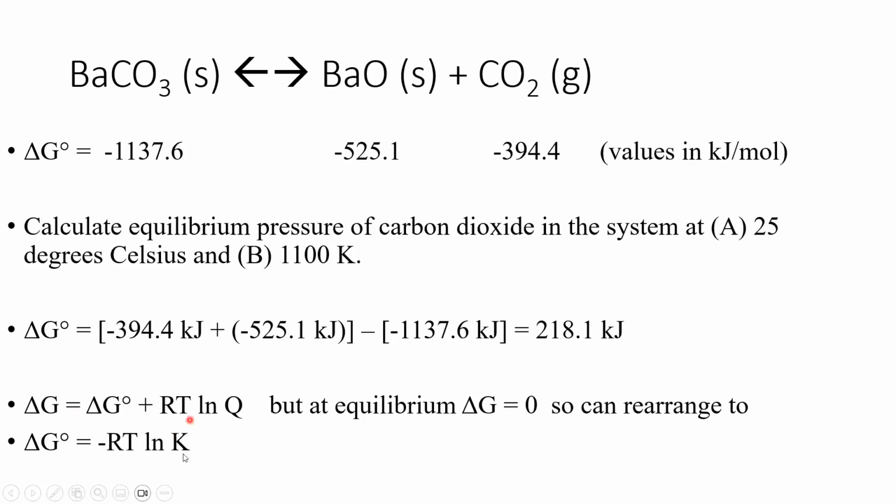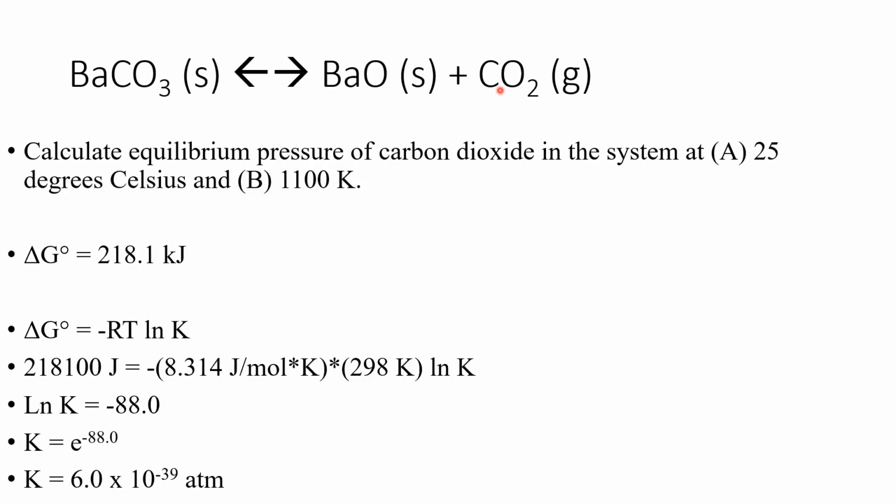And then since we're at equilibrium, Q and K are going to be the same. So that's why we just have K in the second equation at the bottom here. But now we know what delta G for the standard reaction is going to be. We know R, we know the temperature. We can solve for K. And in this case, since carbon dioxide is going to be the only substance in that equilibrium expression, that'll actually just give us the partial pressure directly.